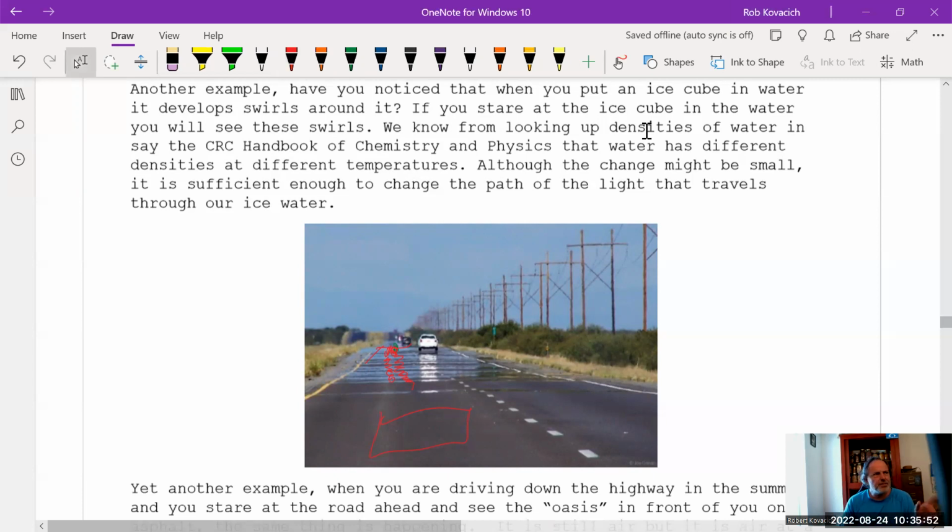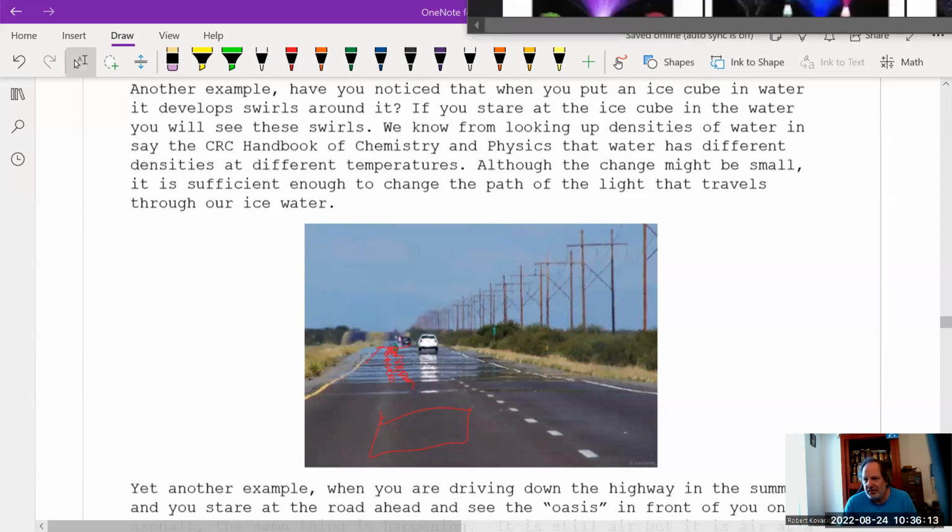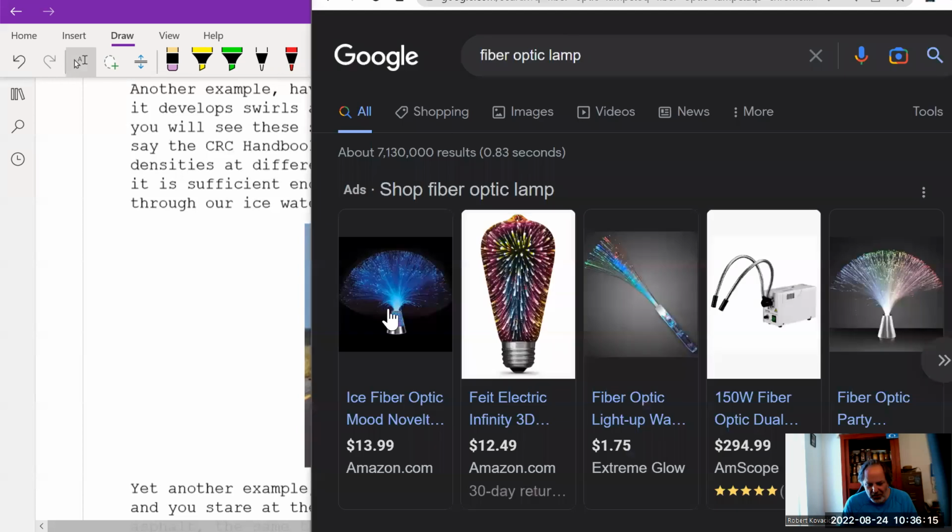This is also what keeps light inside of fiber optic cable. So if you've seen fiber optic lamps, maybe I could just pull a fiber optic lamp up. Fiber optic lamp. These were kind of cool when I was a kid, and they're not really a big deal anymore. But here you go.